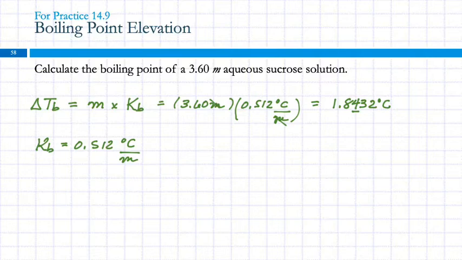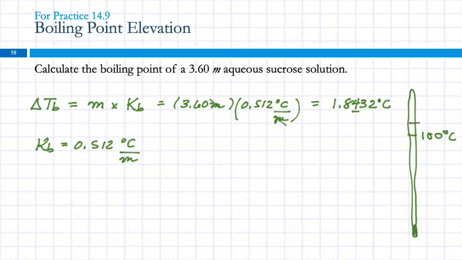What's the boiling point? So this is the change in the boiling point. So we need to take the normal boiling point of water and add this. It's a thermometer. If it normally boils at 100 degrees Celsius, then this is making it go up. That's supposed to be an arrow. 1.84.